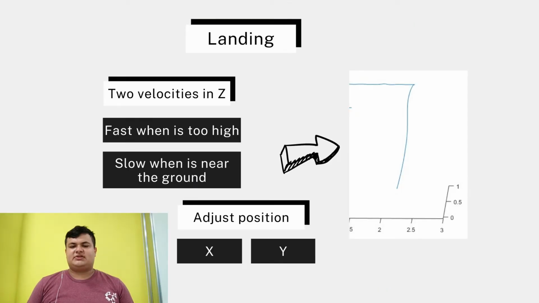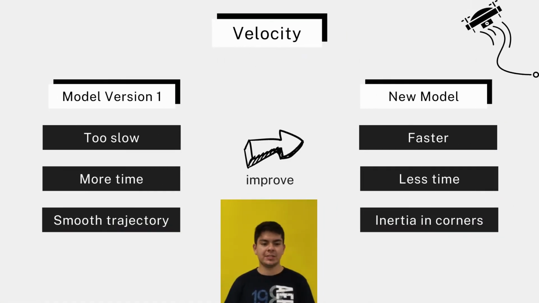The first challenge we faced was landing. For landing, it started descending fast until it reached minus 0.01. Then the drone starts descending slower to ensure a safe landing. Also, while landing, the drone adjusts the values of x and y to ensure a correct landing in the center of the red circle. Second challenge, velocity.